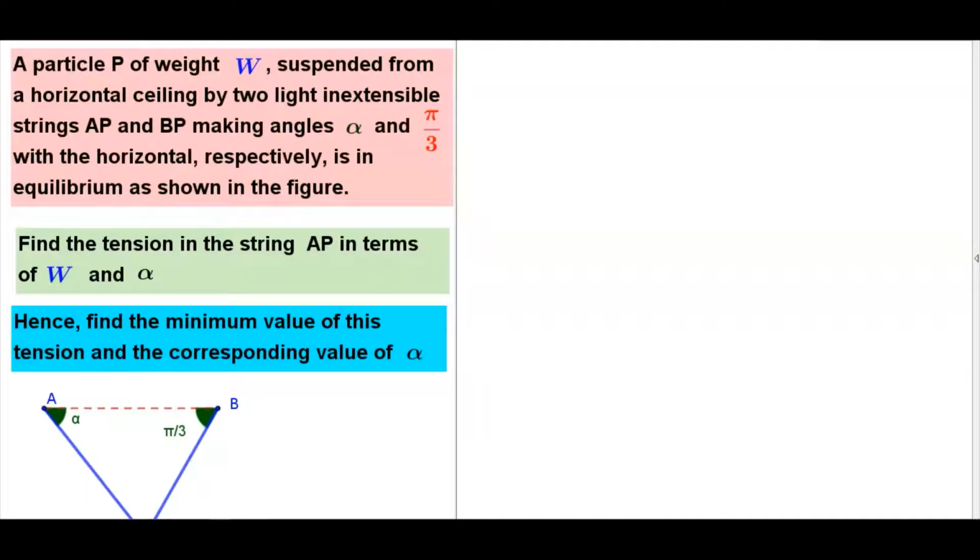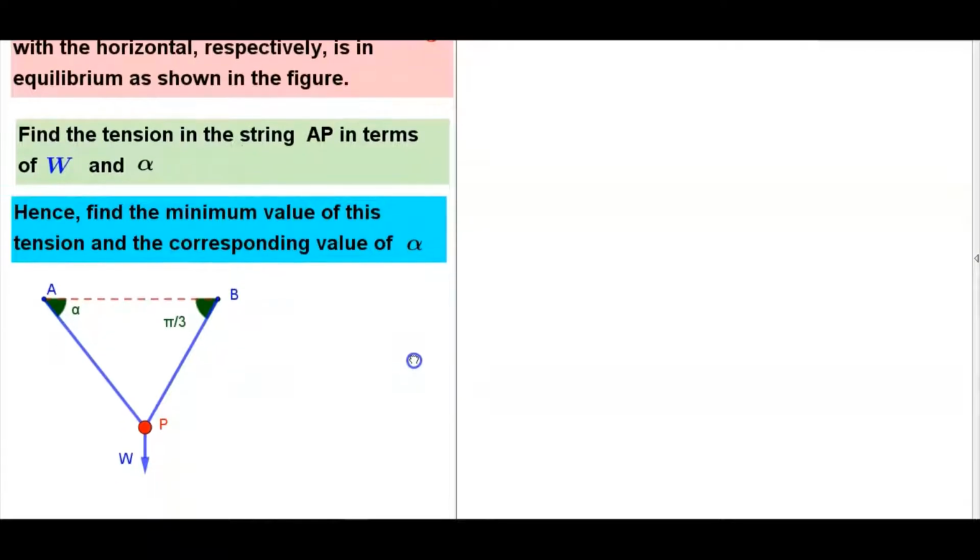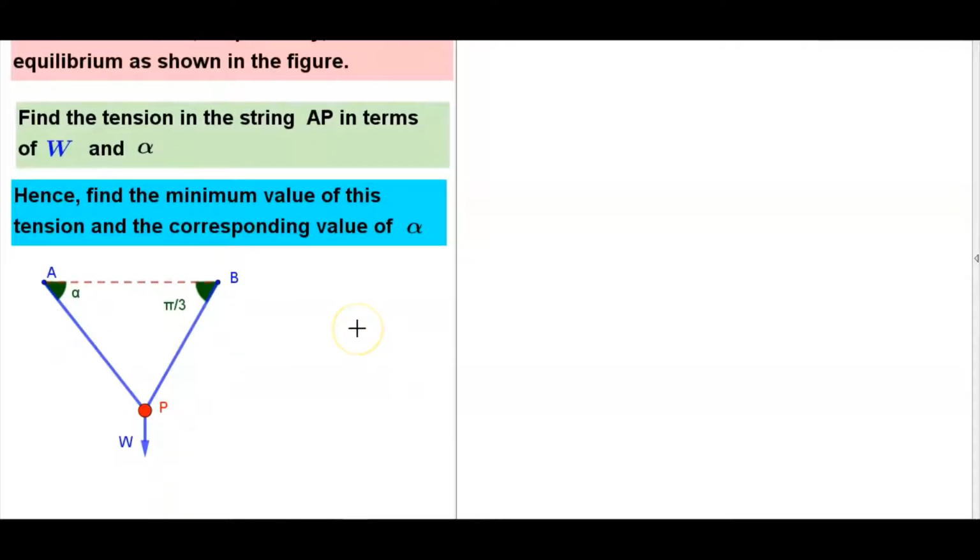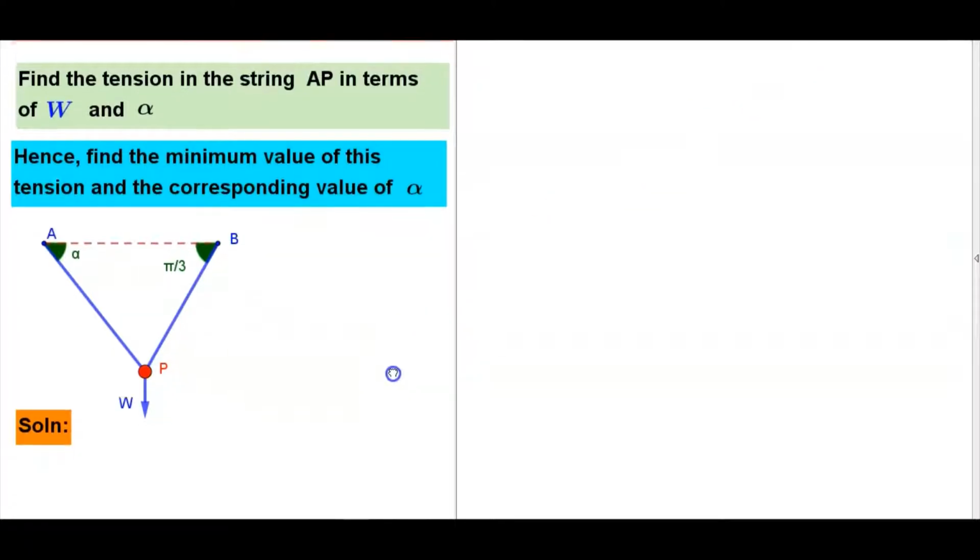A particle P of weight W suspended from a horizontal ceiling by two light inextensible strings AP and BP, making angles alpha and pi by 3 with the horizontal respectively, is in equilibrium as shown in the figure. Find the tension in the string AP in terms of W and alpha. Hence, find the minimum value of these tensions and the corresponding value of alpha. Solution for this question.